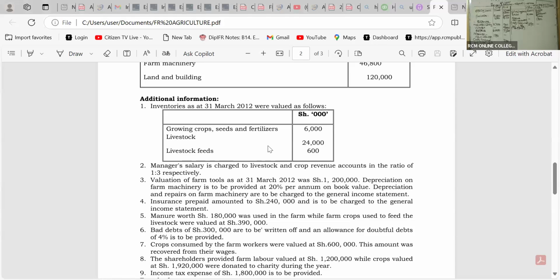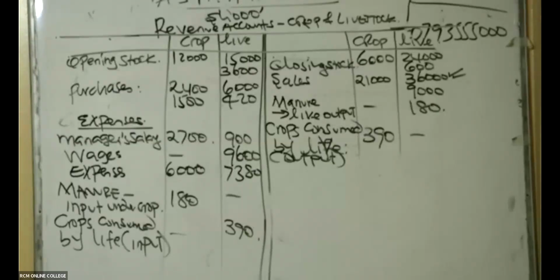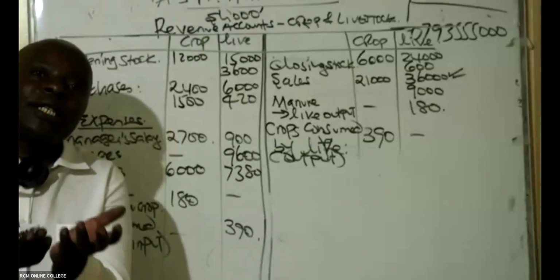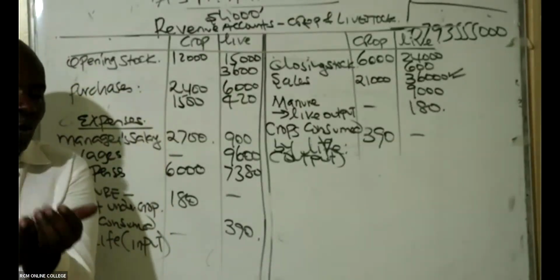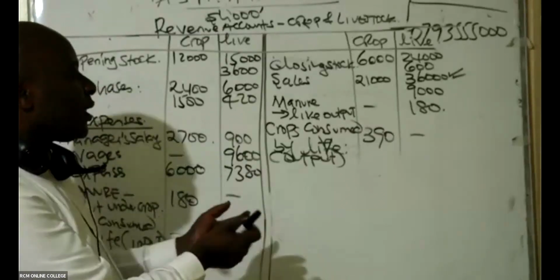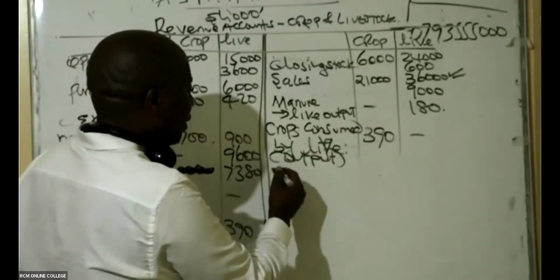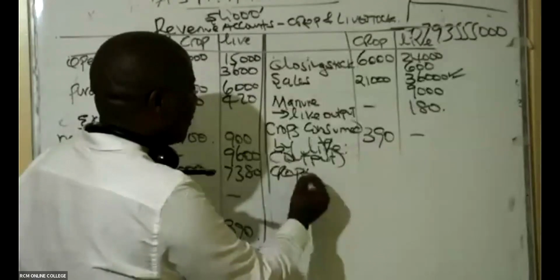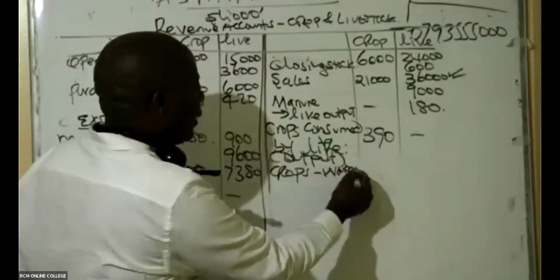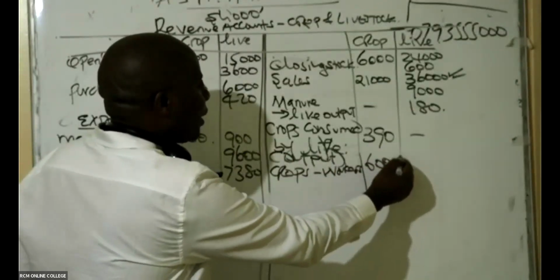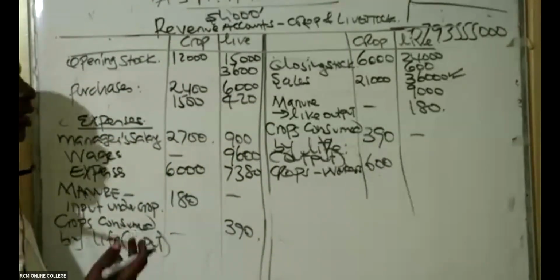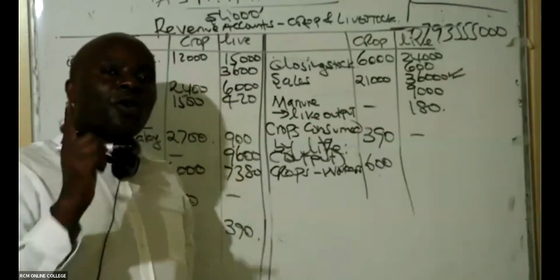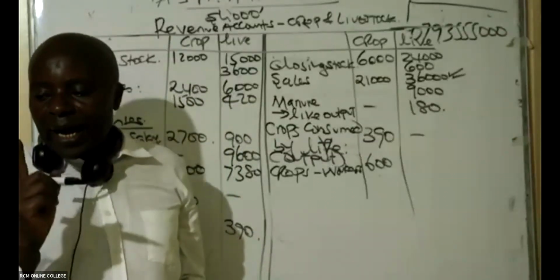What we do, there is nothing for free. What we do, ladies and gentlemen, these crops worth 600 were, of course, given to the workers. How do we do it? We're going to assume a sale here. So in this case here, we have crops to workers. They are worth, in this case here, 600,000. And then come to here, we are being told that these workers took these crops as part of their wages.